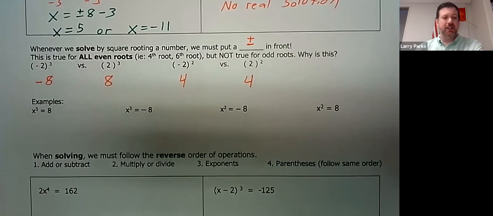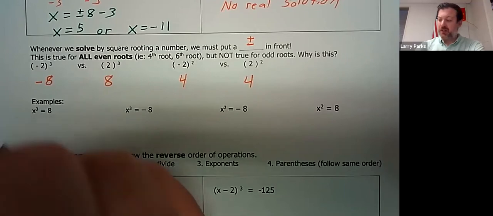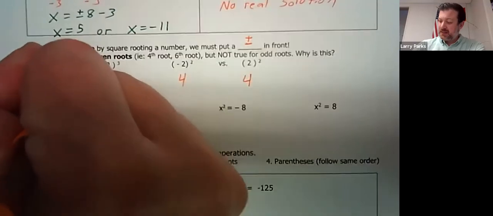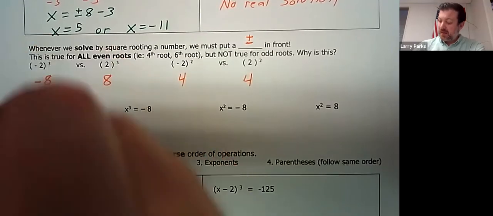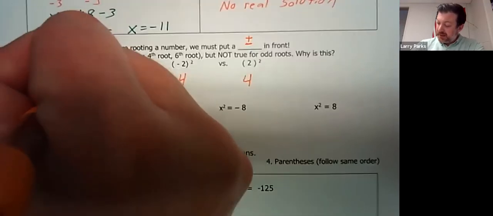Okay. So then what number to the 3rd is 8? That would be just 2. Because I would take the cube root of both sides. Cube root of that and cube root of that.